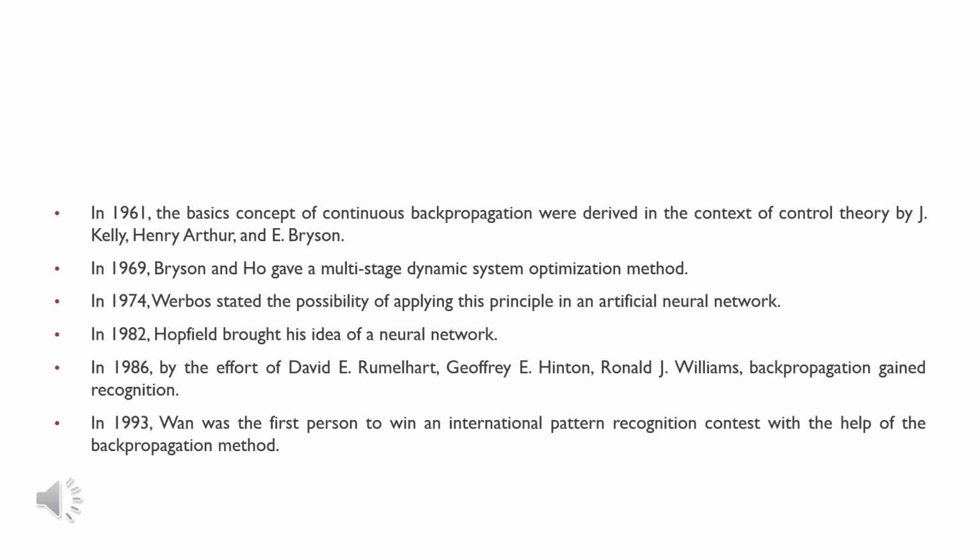Now we have the history of backpropagation. In 1961, the basic concepts of continuous backpropagation were derived in the context of control theory by J. Kelley, Henry Arthur and E. Bryson. In 1969, Bryson and Ho gave a multi-stage dynamic system optimization method. In 1974, Werbos stated the possibility of applying these principles in artificial neural networks. In 1982, Hopfield brought this idea into neural networks. At the time, the neural network was known as the Hopfield neural network.